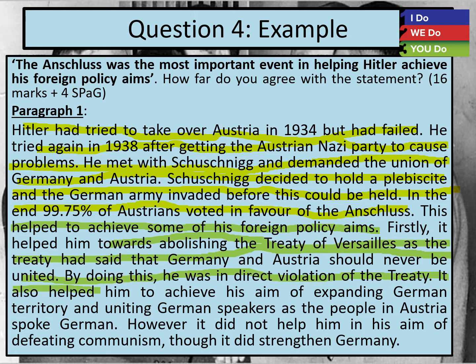It also helped him achieve his aim of expanding German territory and uniting German speakers, as the people in Austria spoke German. However, it did not help him in his aim of defeating communism, but it did strengthen Germany. So in that paragraph there, I've done two very, very clear things. I have explained what happened in Austria with the Anschluss, but I've also related it back to the question and said how it helped Hitler achieve his aims. Let's move on to paragraph 2.